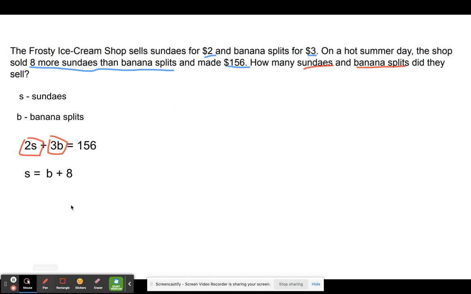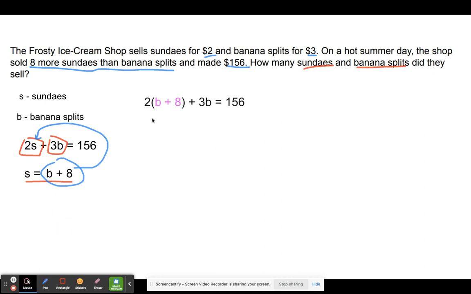Okay, so now the next step is I'm going to look at the equations and see what's the best method to solve with. Well, they're not both equal to S or both equal to B, so I can't do what we did in the last question. But one of the equations, this one, is set equal to S. So what I can do is substitution. I'm going to take this B plus 8 and substitute it into S right there.